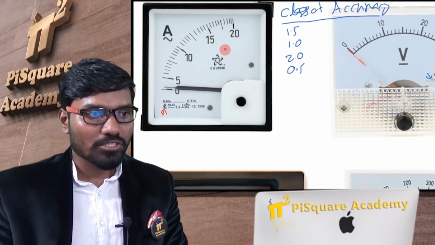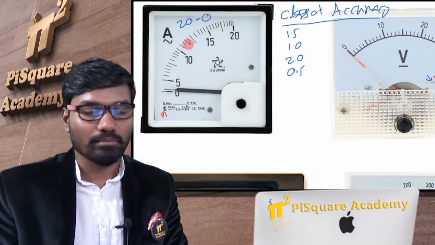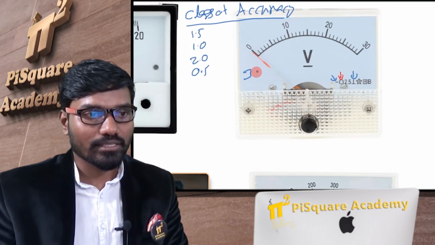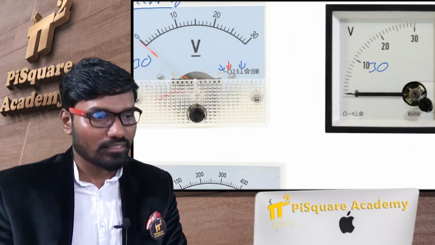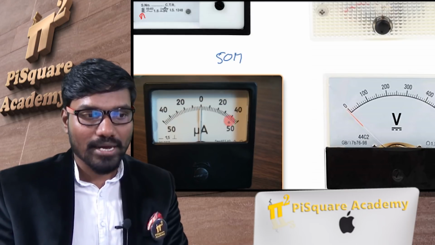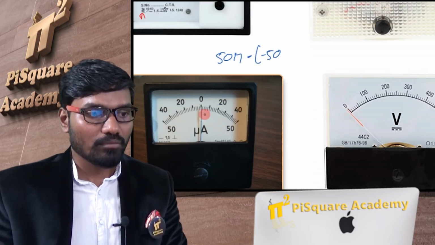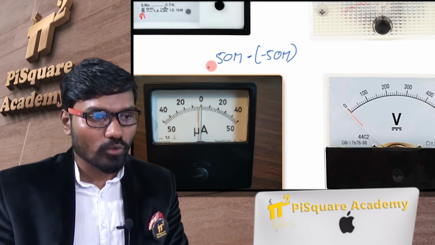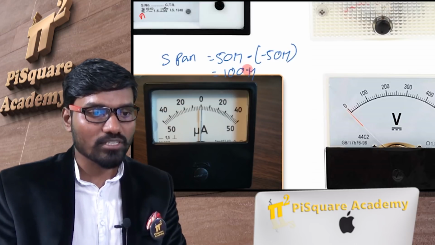For this, span is how much? 20 is maximum, minus 0 is minimum. So here span is 20 ampere. Here span is 30 ampere. Full scale maximum minus minimum. Here also 30. Here look at this. This is 50 micro is maximum, minimum is minus 50 micro, because less than 0 is negative. Okay. So here span is how much? Here span value is 100 micro.